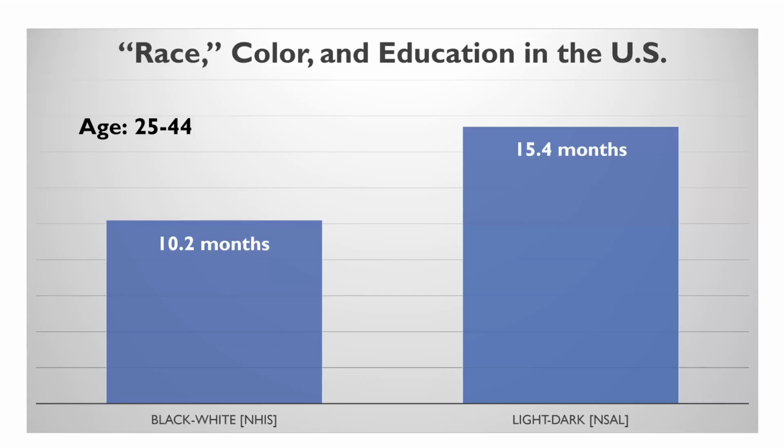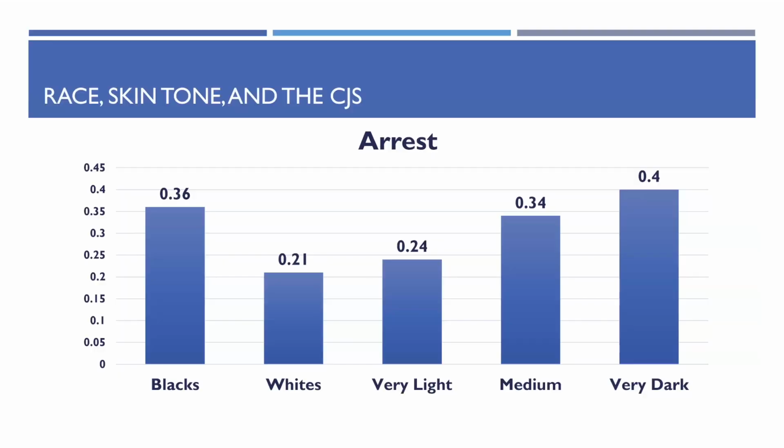So first of all, if we look at education in the United States, if we were to compare Blacks to whites, we would see a gap of about 10.2 months in education. But looking within the Black population, using nationally representative data, I found that the educational gap within the Black population was 15.4 months between the lightest and the darkest skinned African Americans, which is to say that there's actually more inequality within the Black population associated with skin tone than there is between Blacks and whites as a whole.